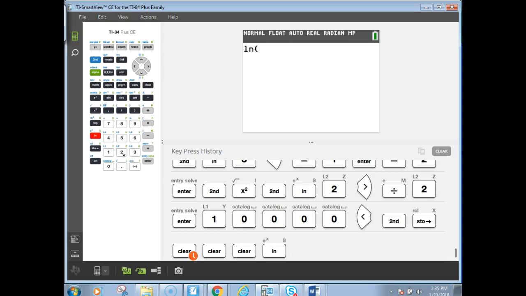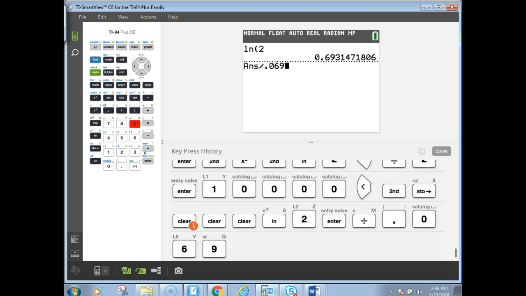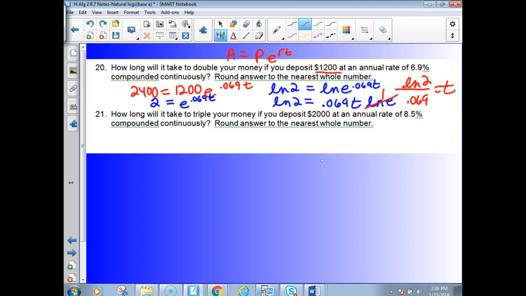Natural log of 2, and then divided by 0.069. And I got 10 years. You can drop off that decimal part. So that'd be about 10 years.